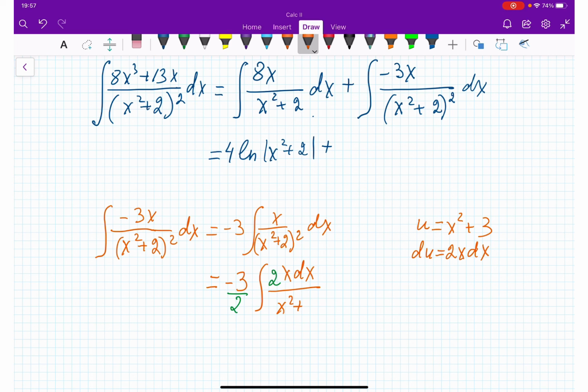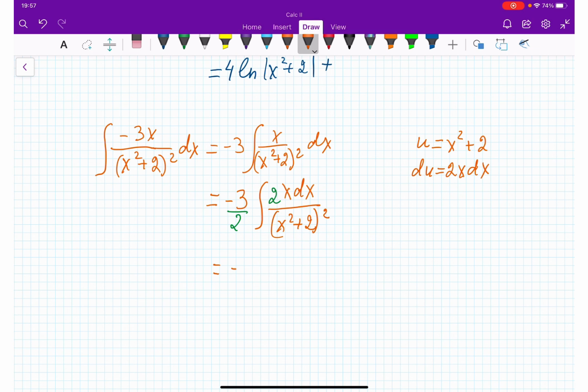Wait a minute, I have x squared plus 2, yeah. Why am I writing 3? No idea. Sorry. Speaking of silly mistakes. Okay, x squared plus 2 squared. So here we have negative 3 over 2 integral, and this is going to be du, and in denominator u squared. So we know that 1 over u squared, I can rewrite as u to power negative 2, correct?